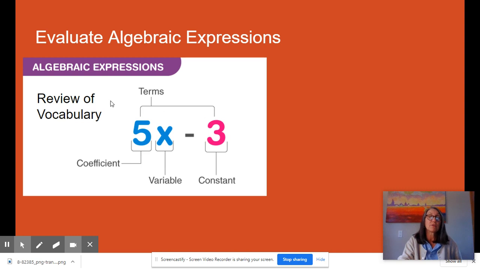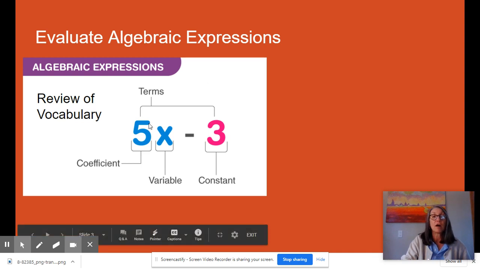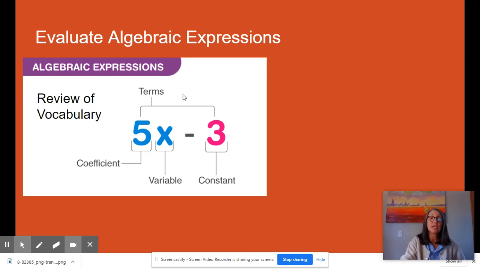So let's very quickly review the vocabulary of algebraic expressions. Here we see 5x minus 3. Each of these, the 5x and the negative 3, are both terms. So this has two terms. The 5 is called the coefficient, and it's a factor. And the x is the variable. And finally, this negative 3 is the constant.